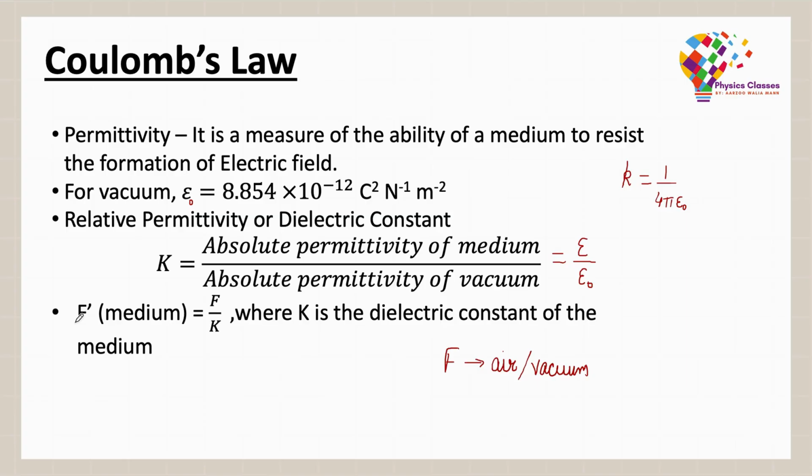Now, if we talk about the Coulomb's force, if F is the force that two charged particles exert on one another in air or vacuum, and suppose I put this setup inside some medium which has a dielectric constant of K, then the force that would be exerted by these charged particles in that medium, with the same magnitude of charge and the same distance between them, would be F by K. So the force in any medium is F by K. This F is the force in air. So basically the force becomes 1 by K times when you put it in any medium.